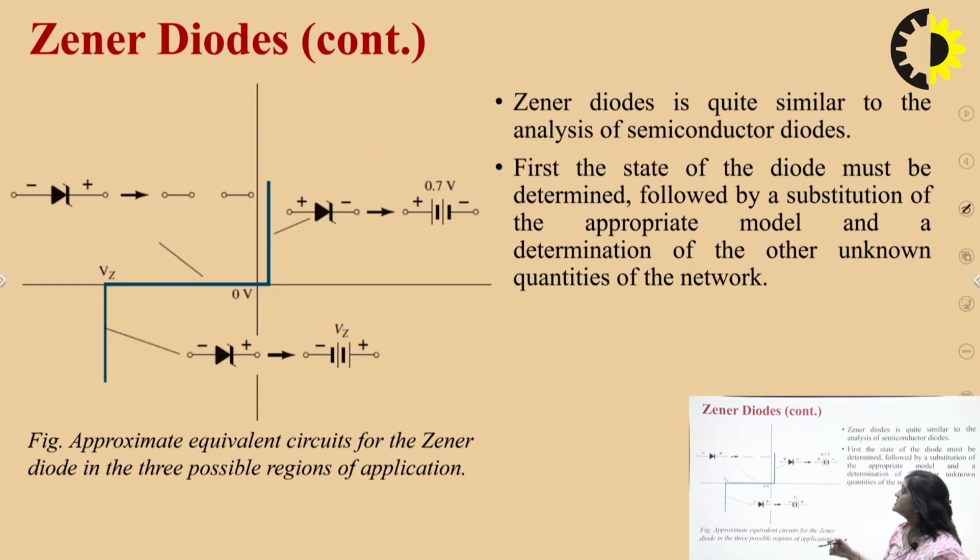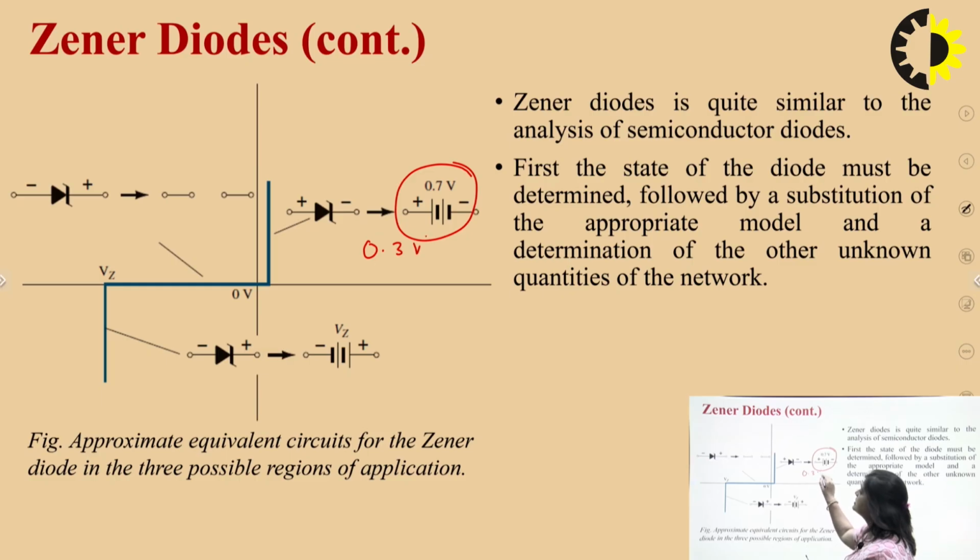In this slide we can see here the Zener is acting as a forward bias PN junction diode. It is behaving as a normal PN junction diode. So we can replace it with 0.7 if it is made up of silicon, and if it is made up of germanium, we can replace it with 0.3 volt. And in this region, it can be replaced with an open circuit. So this is the open circuit, and here it can be replaced with the VZ potential. This is the P side, which will be represented with the minus sign, and the N side will be represented with the positive sign.